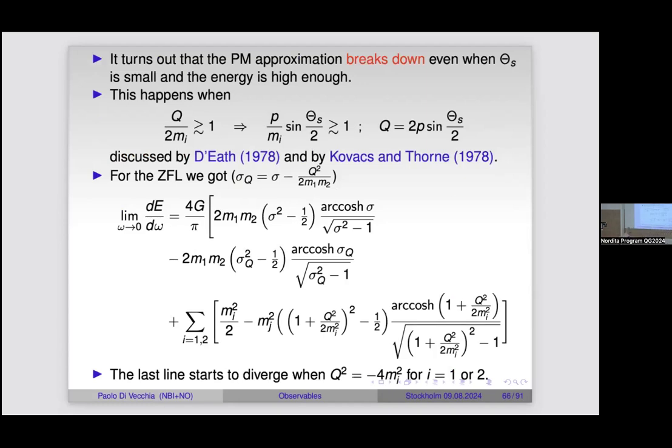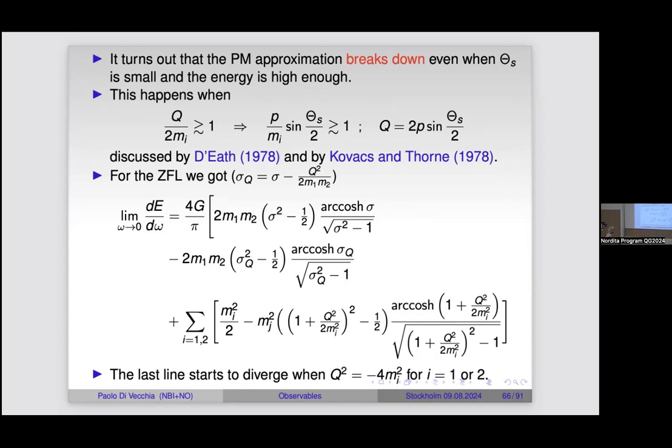What happens is that the PM approximation breaks down even when the deflection angle is small, but the energy is high enough. This happens when this quantity is bigger than or equal to 1. You see here, even if the deflection angle is small, you can go to very high energy, and this becomes bigger than 1. This question is discussed in a paper by Ditt and Kovacs-Thorne.